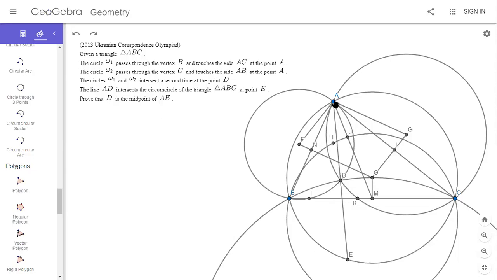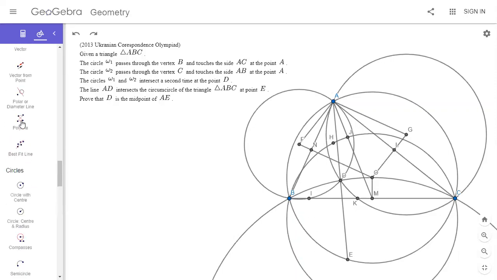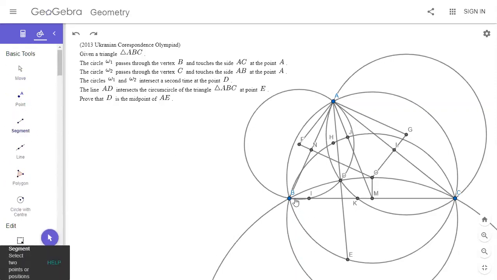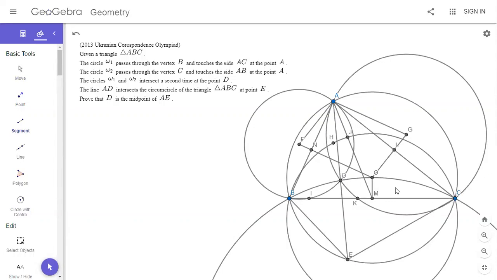Oh, but wait, N is the midpoint of AB, and we want to show D is the midpoint of AE, right? So if we could show ND is parallel to BE, that would solve it, right? Yeah, but that again reduces to proving NDK collinear. Because if NDK are collinear, then angle ADK is 180 minus C, which says NDA is 180 minus C, and we know BEA is equal to C.